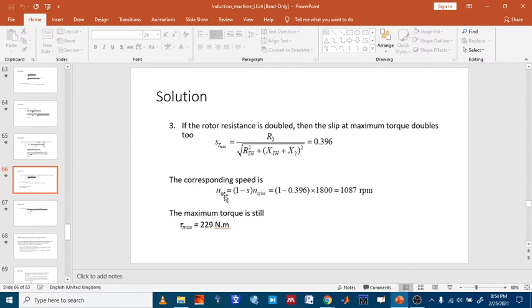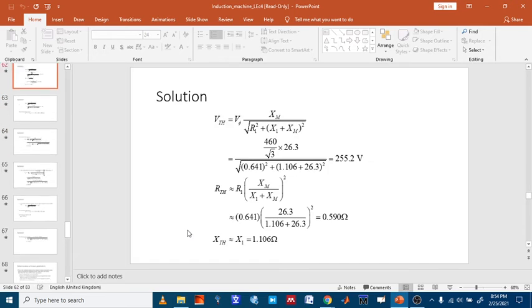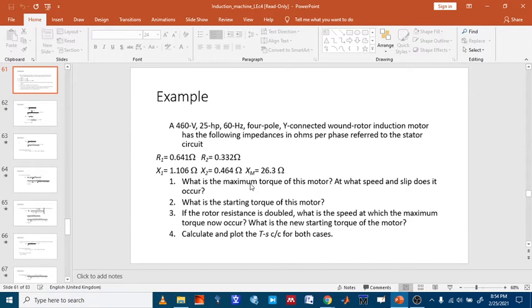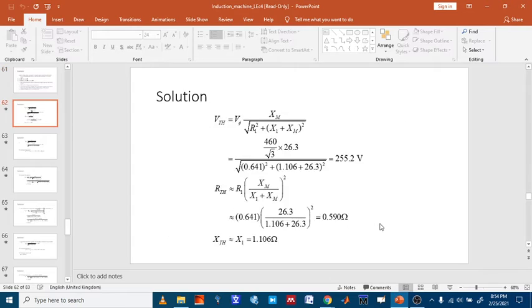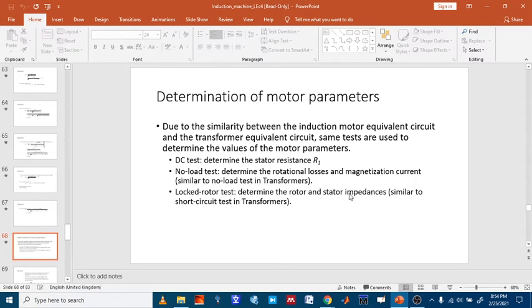The corresponding motor speed will be equal to 1 minus the slip when the rotor resistance is doubled. You get it. 1 minus this times the synchronous speed. It will be this. Maximum torque is still this. It will not affect the maximum torque. The starting torque now, what is the new starting torque of the motor? The new starting torque will be this.